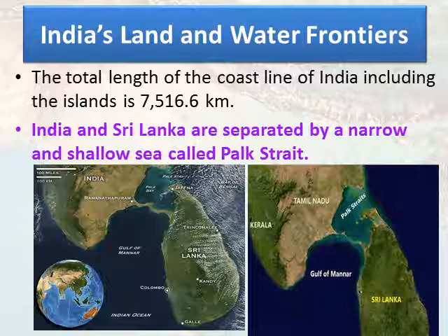The total length of the coastline of India, including the islands, is 7,516.6 kilometers. India and Sri Lanka are separated by a narrow and shallow sea called the Palk Strait.